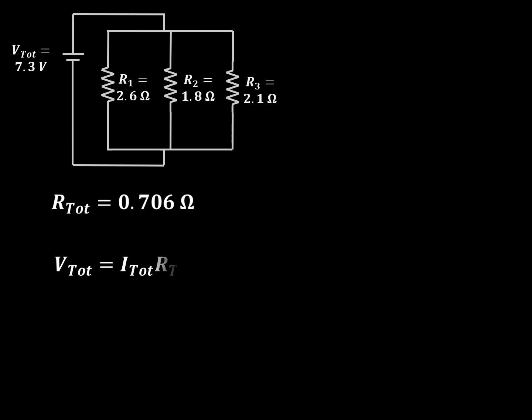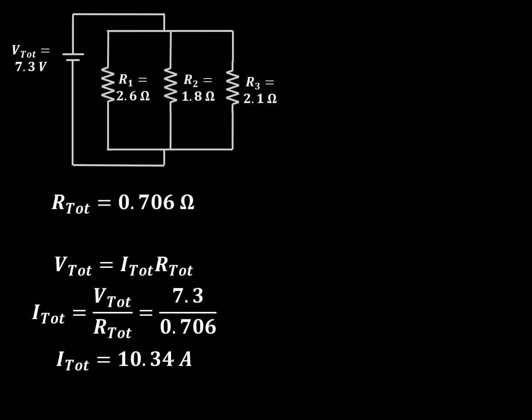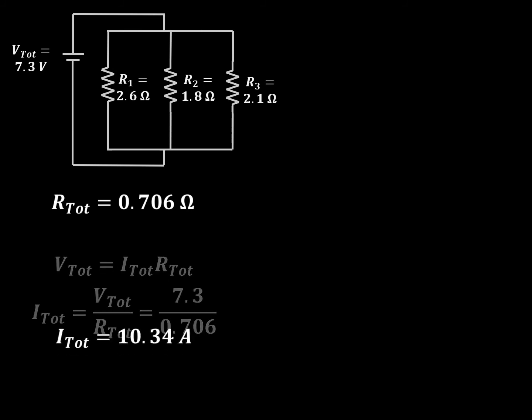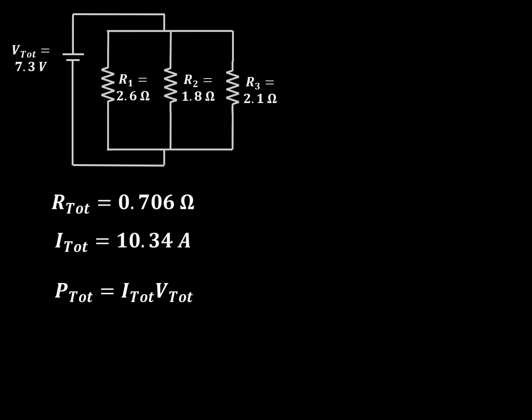To find the current, we take the voltage and divide it by resistance, so that gives me 7.3 divided by 0.706. That gives me a total current of 10.34 amps. And of course the power is going to be current times voltage, so we take the current, which is 10.34, times 7.3, and we get a total power of 75.5 watts. Alright, so that gives us a total current, total resistance, and a total power for the circuit. Now I want to figure out the voltage, the current, and the power used by each one of the resistors.